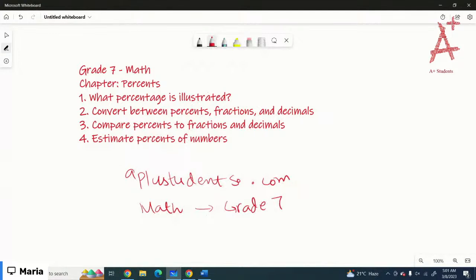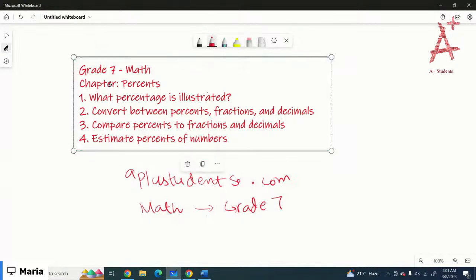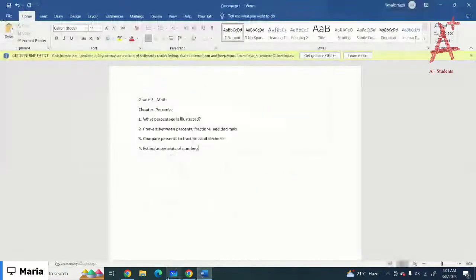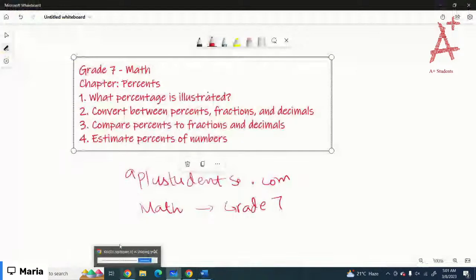There, you can find the list of the chapters. We're going to start with the chapter percents, and the lessons we're going to do today are what percentage is illustrated, convert between percents, fractions, and decimals, compare percents of fractions and decimals, and estimate percents of numbers. So let's just start with the first lesson, that is what percentage is illustrated.